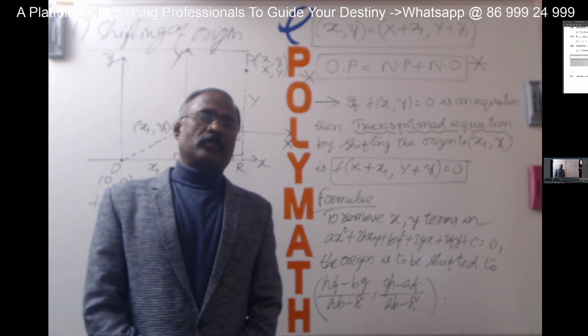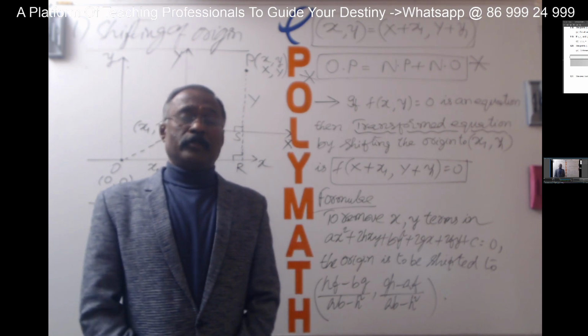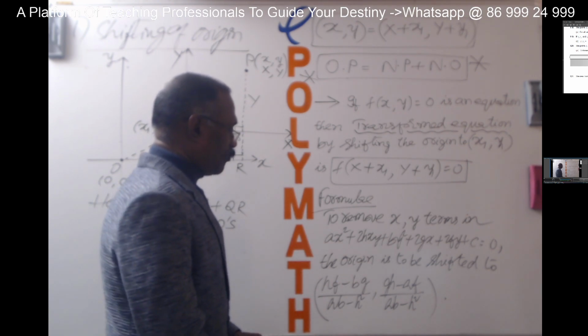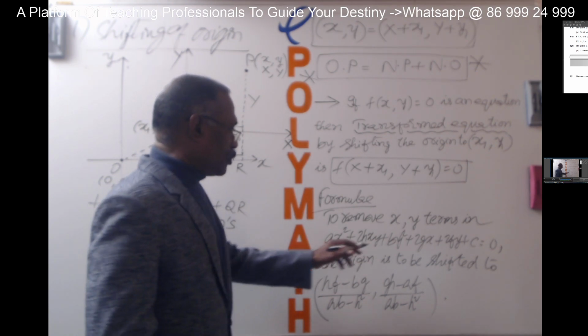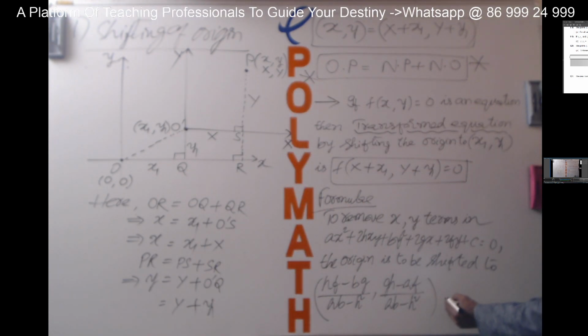If you are not in a position to remember the formula, then what is to be done? There is a short form to work this out. There is a short form to find out the new origin. The origin is to be shifted to this point, which is nothing but the new origin.